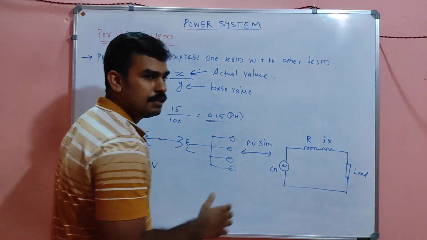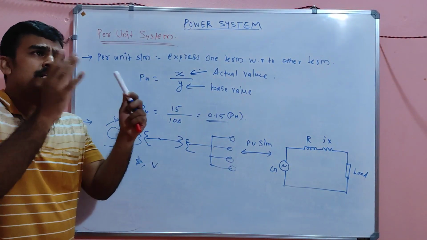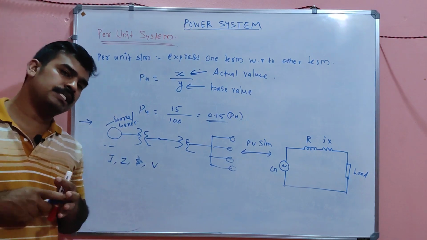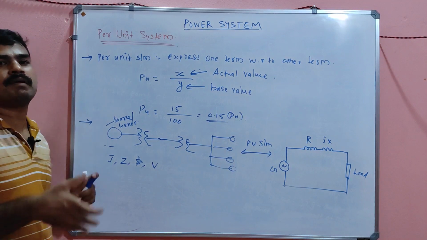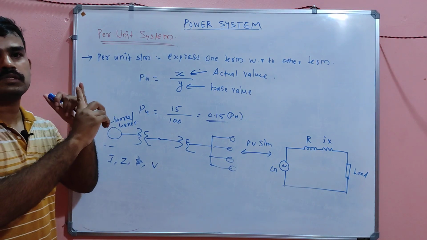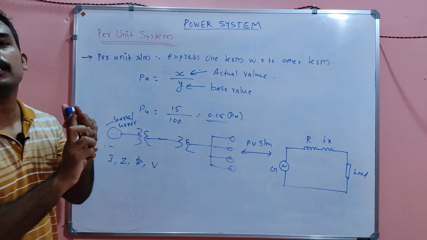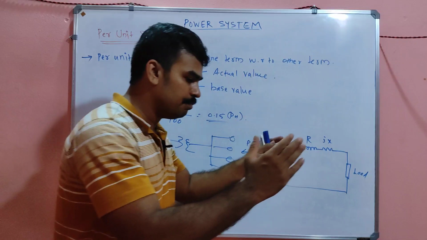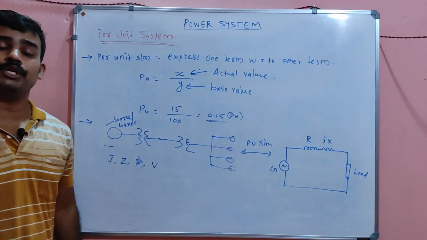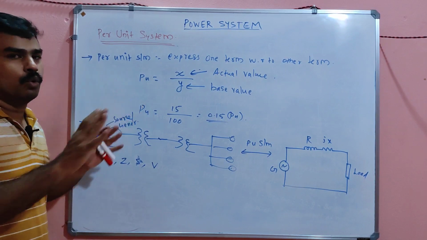And this diagram is nothing but all will be in per unit. So the per unit system will be nothing but, my dear, you have to convert the entire power system into a source, a transmission line equivalent, a load equivalent, that's all. That is called the per unit in power system. Okay, so this is just an overview, my dear.